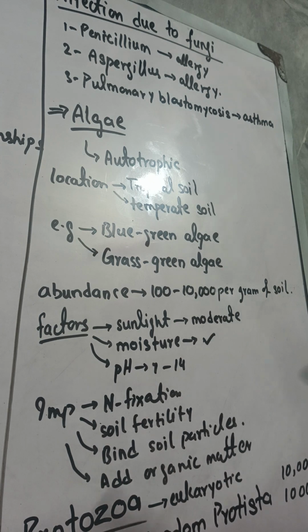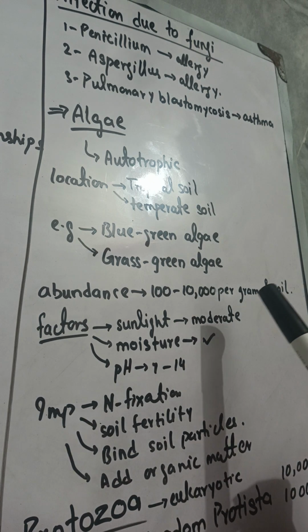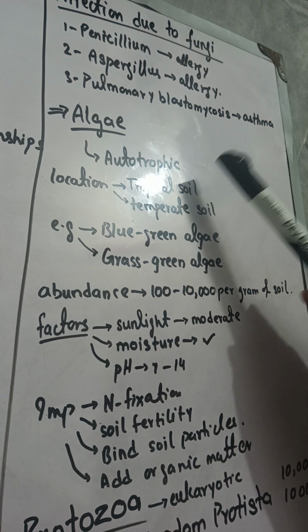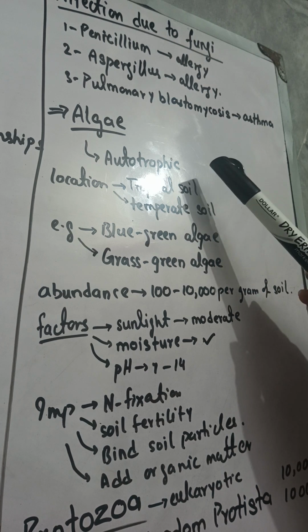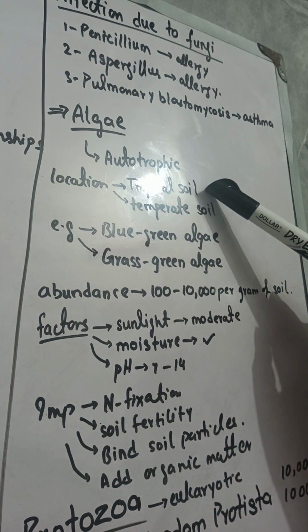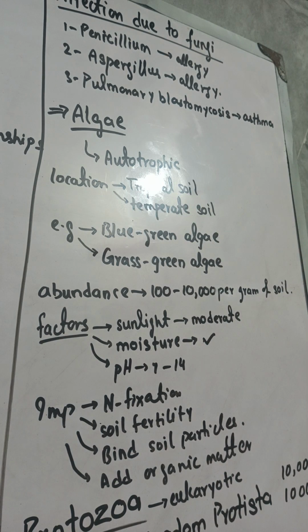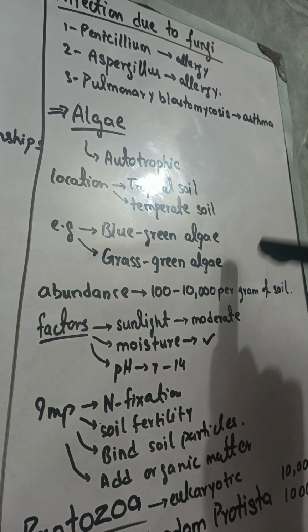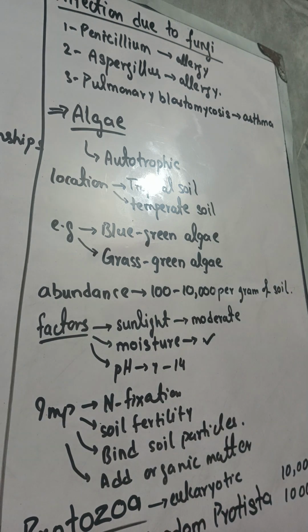Now let's discuss algae, which are also microbes present in the soil. They are autotrophic. They can prepare their own food. With the help of light they prepare their food. What is their location? They are present in the topical soil, meaning the upper layer of soil, and in the temperate region of soil. Examples of them are blue green algae and grass green algae. Both of them prepare their own food with the help of photosynthesis.